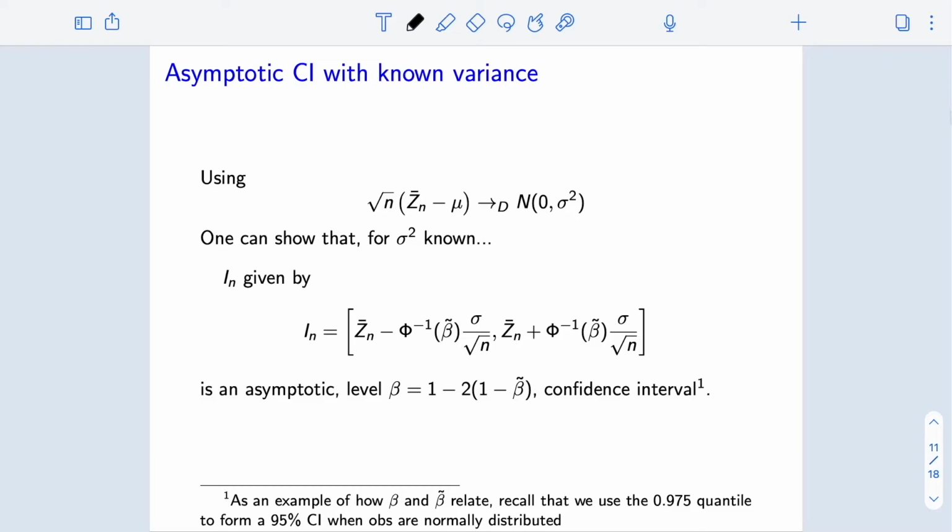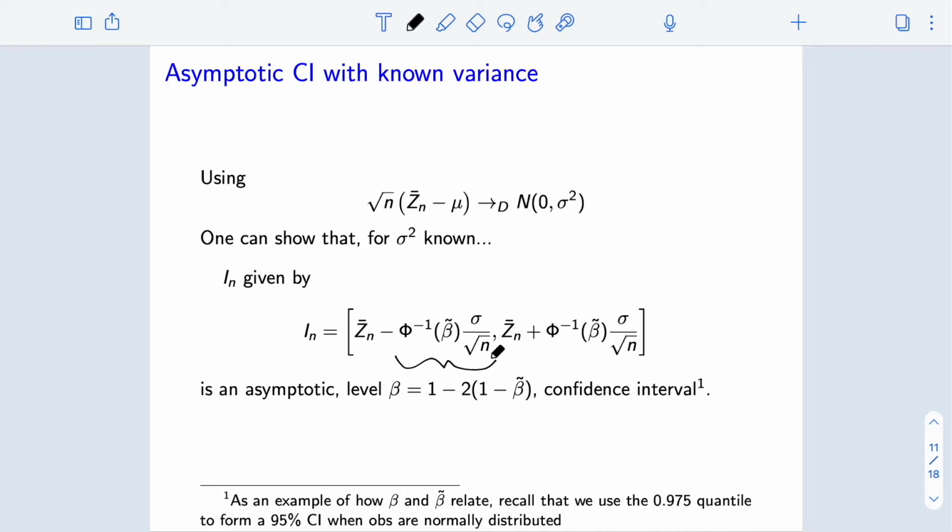So the first thing we're going to do is imagine that sigma squared is known. This is going to simplify the calculation a little bit. We're going to use the central limit theorem up here, and we are going to show that if sigma squared, the variance, is known, then if we define our interval essentially as we did in the case that f was a Gaussian, we get the correct coverage. So if our interval is centered at z bar n, and if we define a half width of our interval as phi inverse of beta tilde times sigma over square root of n, then we end up with an interval that asymptotically has correct coverage, or coverage related to beta tilde.